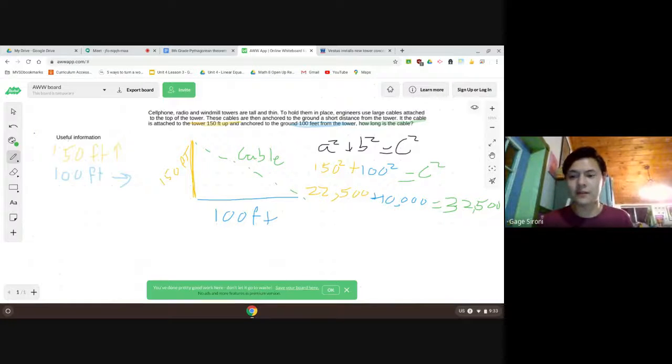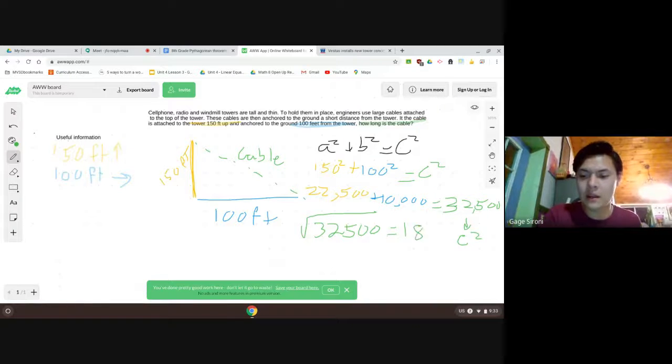Just enough space, kind of. All right, 32,500, and that equals c squared. Since it equals c squared, we now have to take the square root to get to what actual c is. So the square root of 32,500 is approximately 180.2. That right there is our answer. So the cable going from 150 feet up on the top of the tower down to being anchored 100 feet away from the tower at ground level is going to be 180.2 feet long.